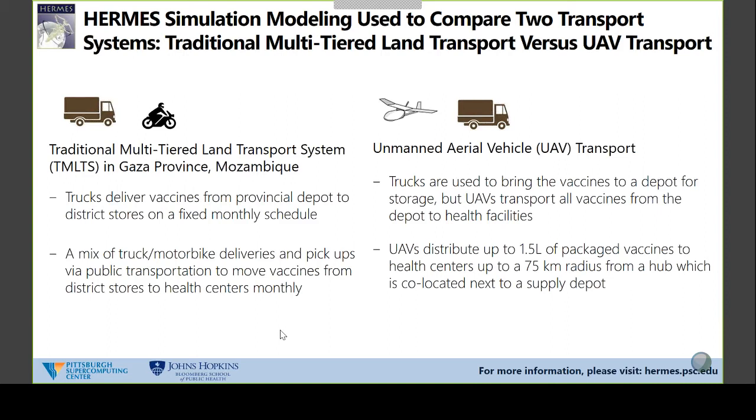And we looked at a potential implementation of a UAV system that would still use trucks for part of the supply chain. So you'd use the trucks to deliver them to a depot, but then from that depot you would use unmanned aerial vehicles or drones to transport the vaccines to the health facilities. And in the particular system we modeled, they could transport up to 1.5 liters of vaccines in their packaging at a time, and they could go up to 75 kilometers away from the hub before having to go back.